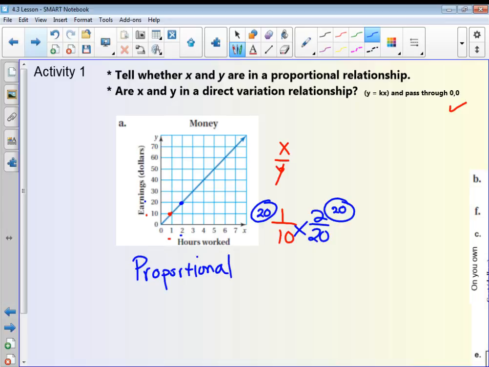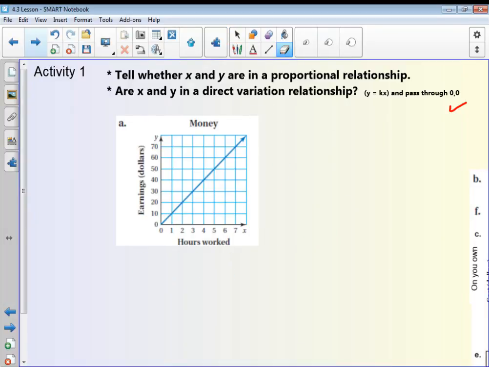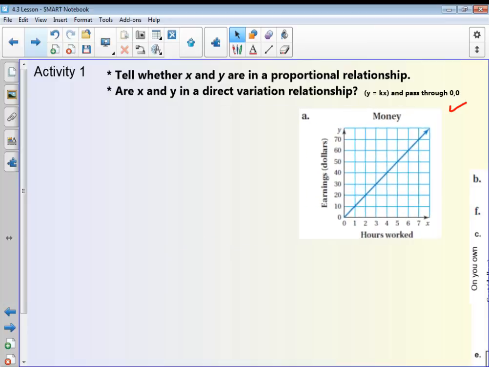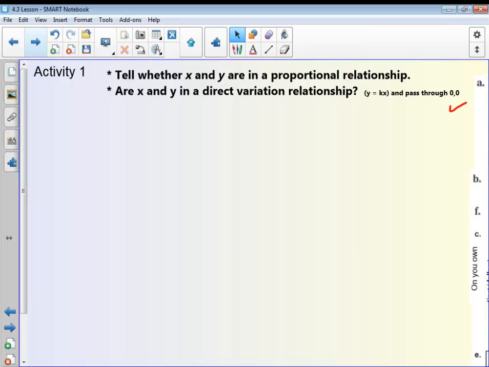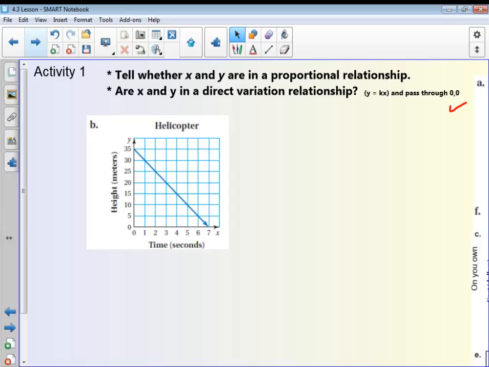They do meet the satisfaction of being in a direct variation. Okay, so let's go ahead and try another one. Let's go ahead and look at letter B. So here we have another graph. It has to meet both qualifications, so it has to be in a proportional relationship. It also has to pass through 0, 0.